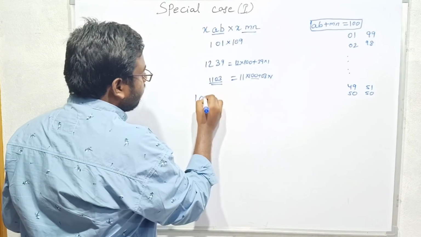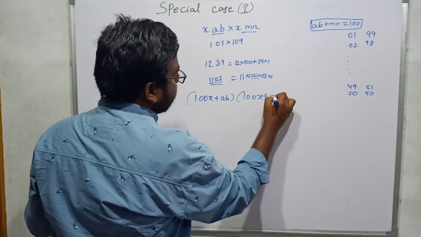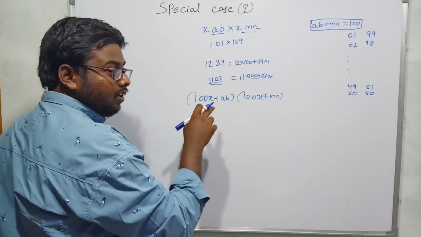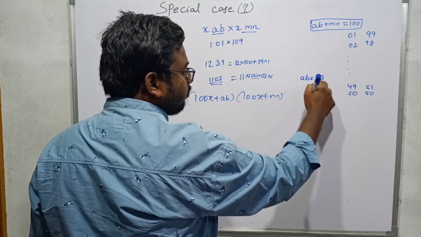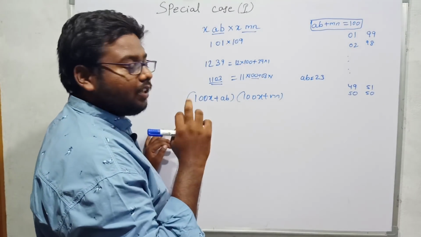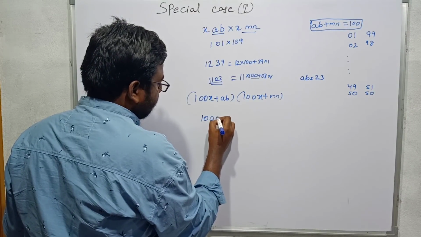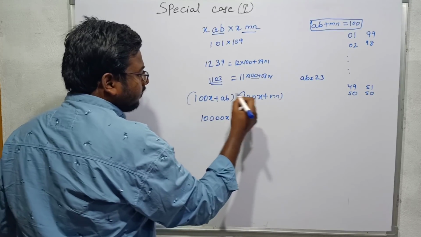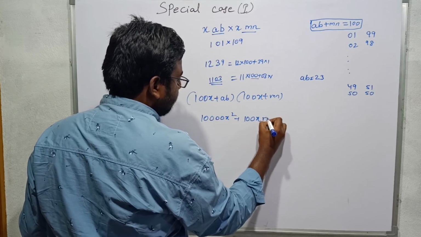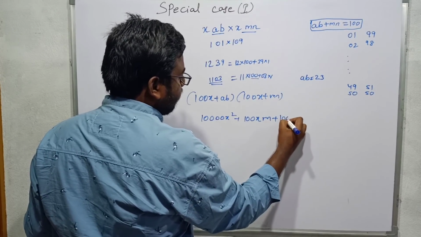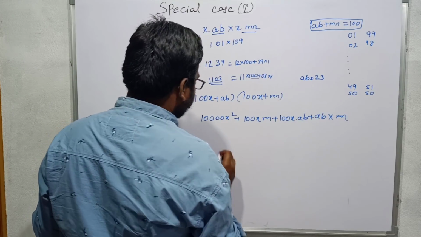So I will write this as 100x plus AB, 100x plus MN. Note that AB is not A into B. AB is a 2-digit number. For example, AB is 23 means A is 2, B is 3. That is the meaning of it, not 2 into 3. 100x times 100x, I will get 10,000 x square, plus 100x into MN, plus AB into 100x, plus AB into MN.